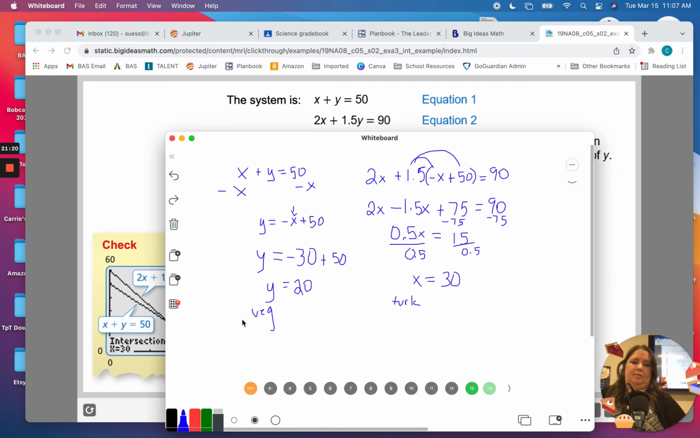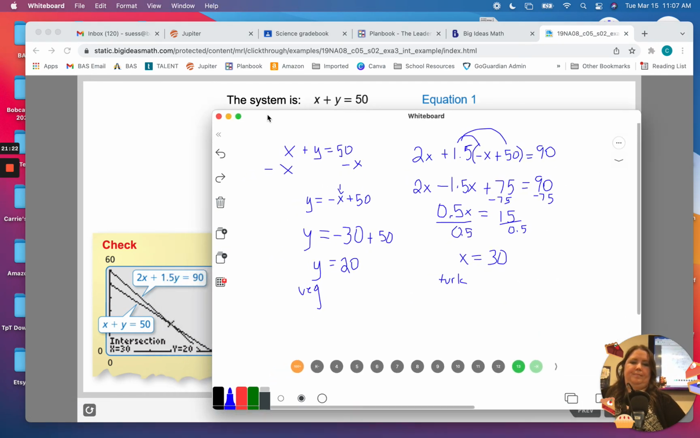I'll pull this back up in case any of you needed it. Turkey. Okay? So how did you feel about making the two equations? Was that okay? Quantity with quantity, money with money. That's the term you need. If you can't remember that, write it in your journal.